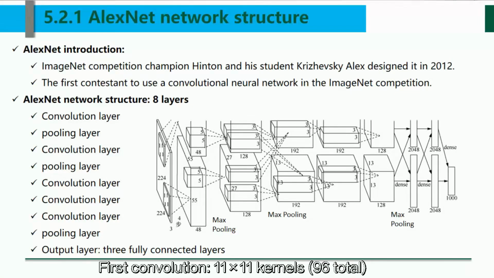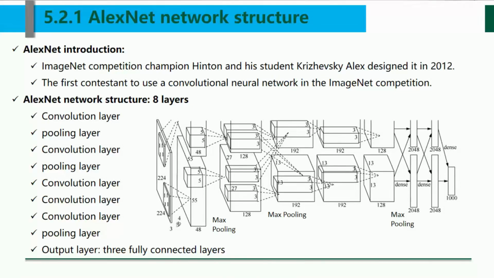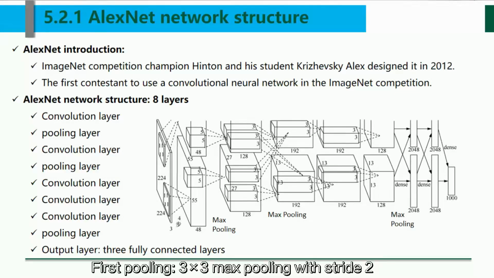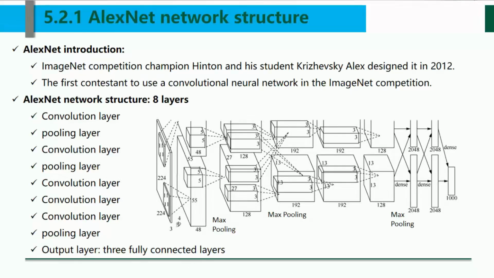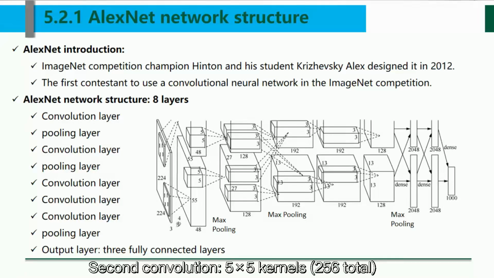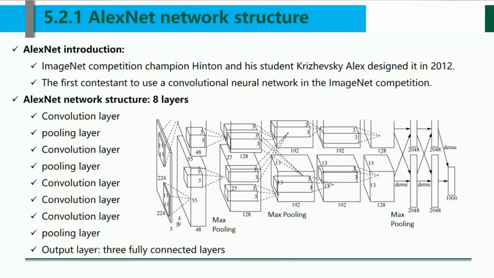First convolution, 11 multiplied by 11 kernels, 96 total, with stride 4. Output 55 multiplied by 55 multiplied by 96. First pooling, 3 multiplied by 3 max pooling with stride 2. Output 27 multiplied by 27 multiplied by 96. Second convolution, 5 multiplied by 5 kernels, 256 total, with same padding. Output 27 multiplied by 27 multiplied by 256. Second pooling, same 3 multiplied by 3 max pooling. Output 13 multiplied by 13 multiplied by 256.